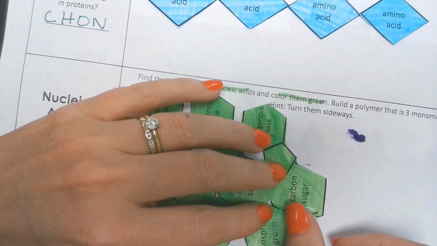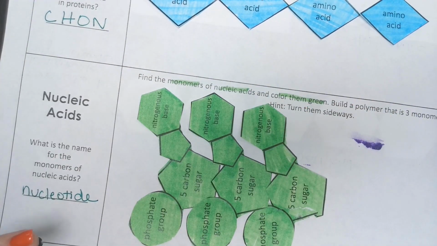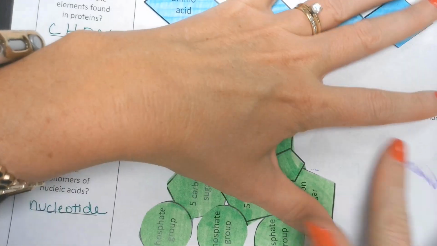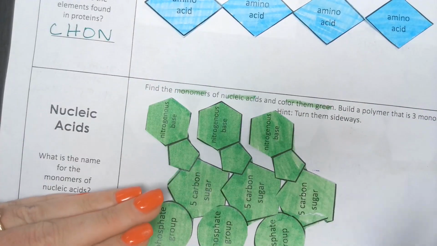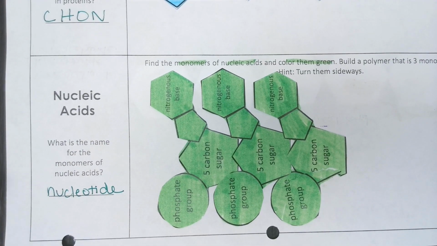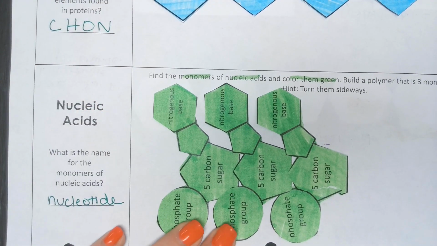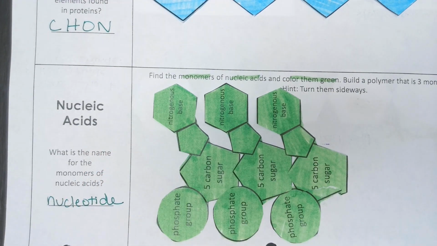Ripped mine a little bit there. Just glue that together. All right, and that is what a nucleic acid looks like. When you finish with this, make sure that you stick this in your notebook if you're doing the paper version. If you're doing the digital version, you'll need to make sure that you submit that.